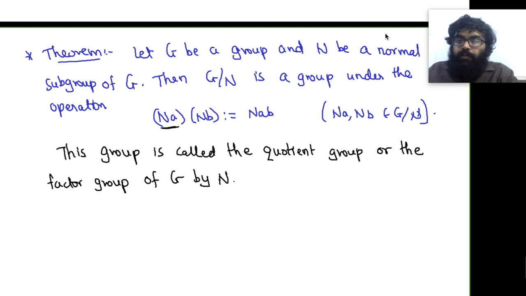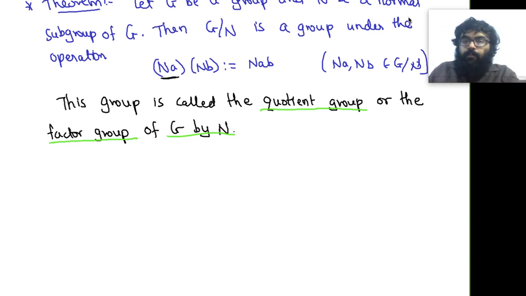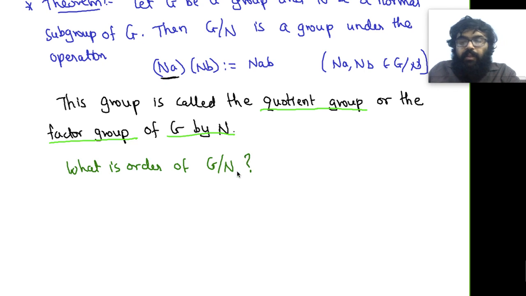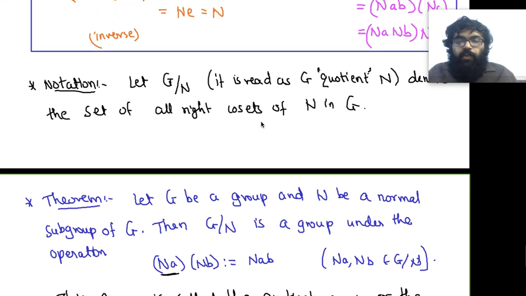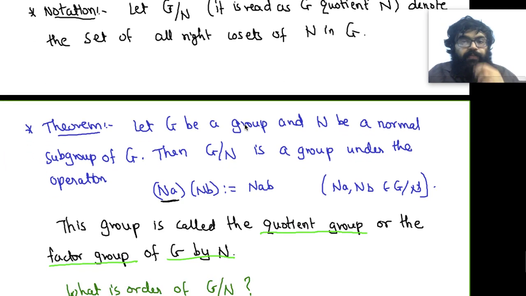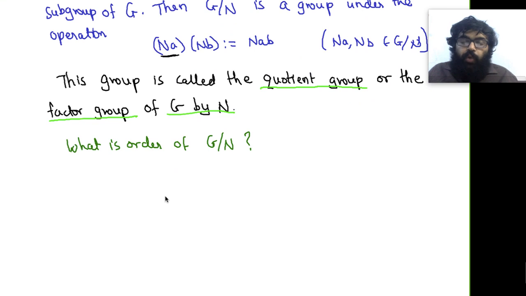So this is the definition of the quotient group. We have already shown that it is a group. Finally, what is the order of G quotient N? How many elements will G quotient N have? By definition, G quotient N is the set of all right cosets of N in G, and the number of these is the index of N in G.